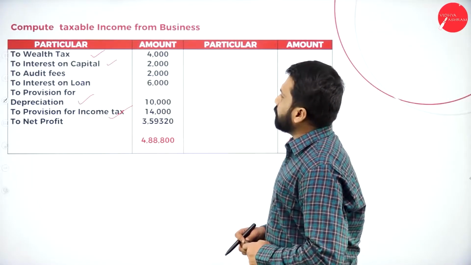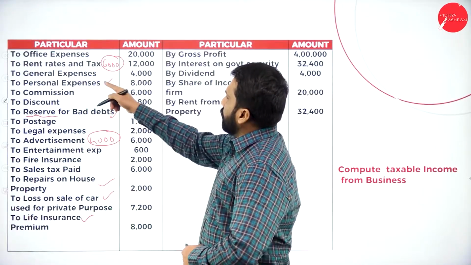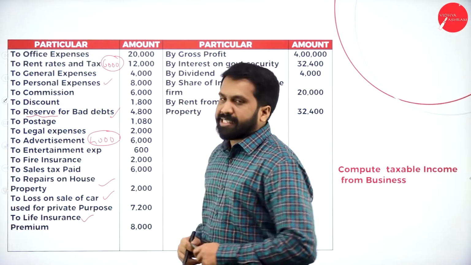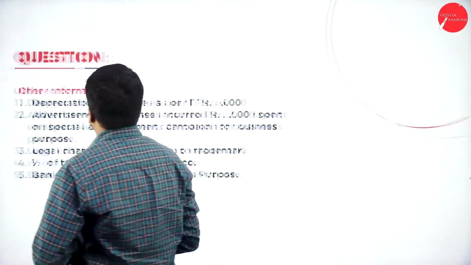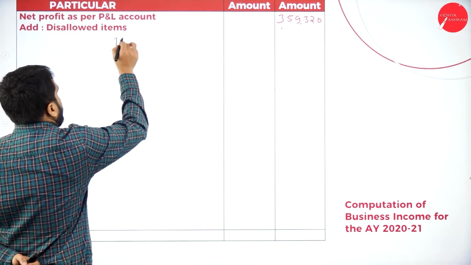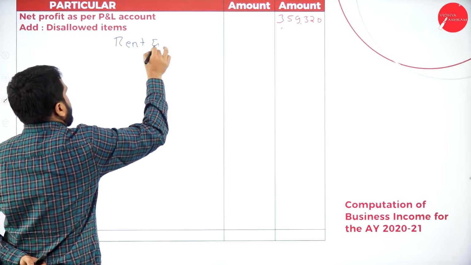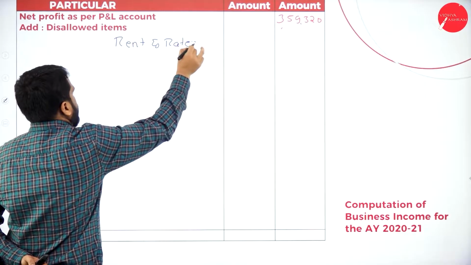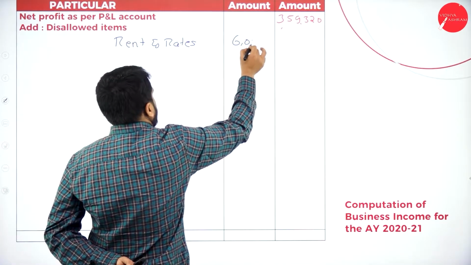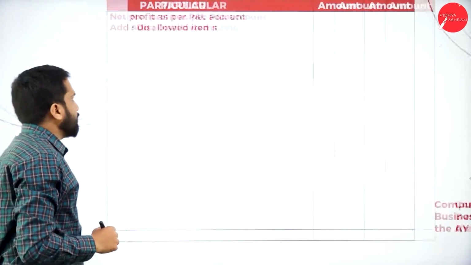Now, as per this, we have your rent and rates. How much? 6,000. Rent and rates, it is 6,000. Hope you are clear. Yes, we are done with this.